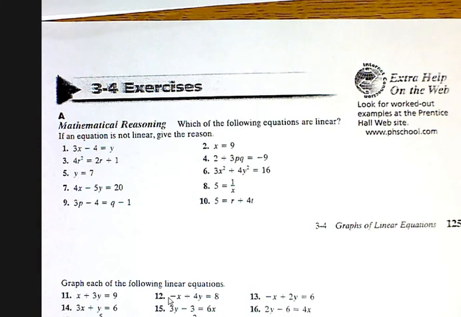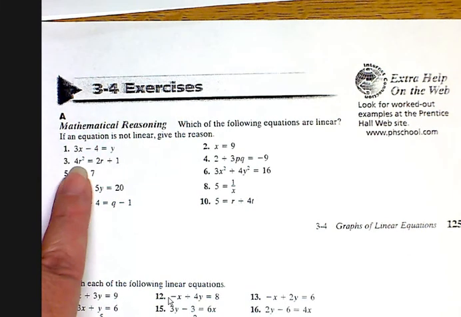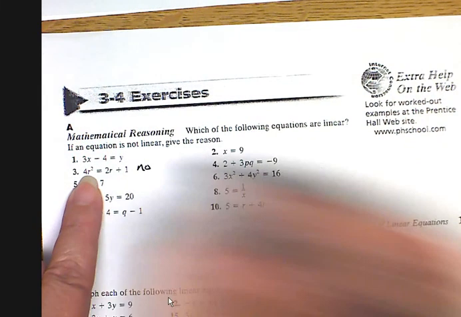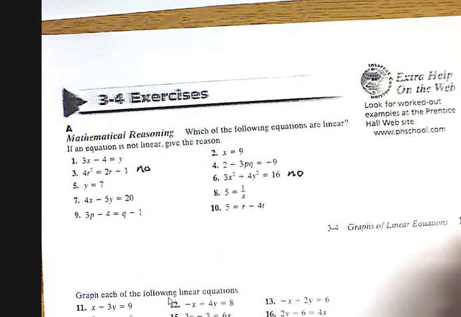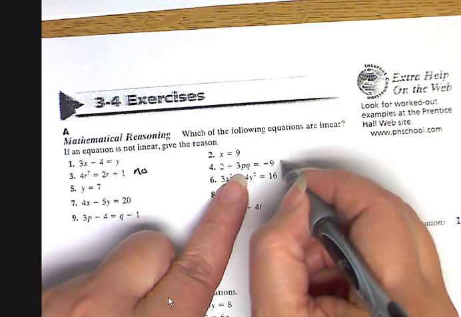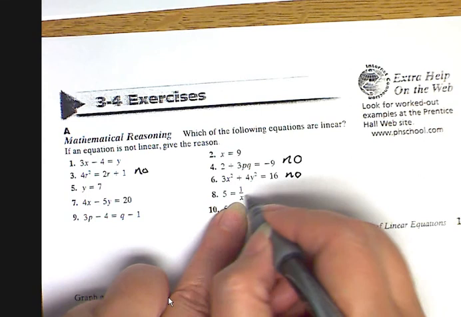So the biggest thing is, remember, you're looking for anything that has the squares. You can go through and say, hey, this has a square. Just because it has a square, that's a no. This one over here, that's a no. Then you can look for multiplication. PQ is multiplication, so that's a no. You can't have division, so this one is a no.